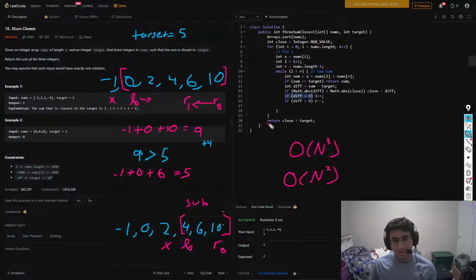Oh, and then finally, we'd return the close plus target. So for example, if, let's say +4 was the closest thing we got, then we would want to return 5 plus 4, which was 9. So don't worry about these elements, but let's say the closest thing we got was +4. Then we would want to return +4 plus 5, right? Because we're returning the number that was 4 up from 5, the target value. So that's the idea of the return statement.